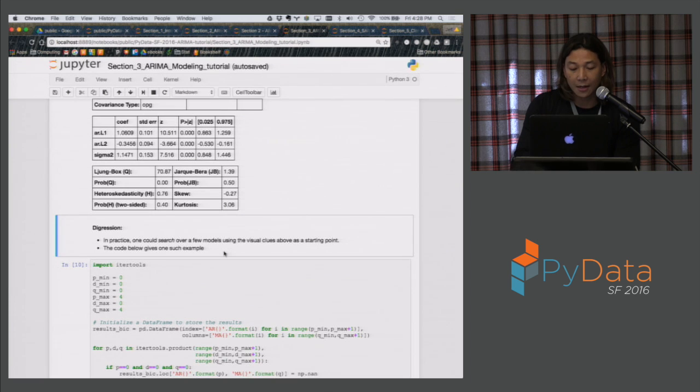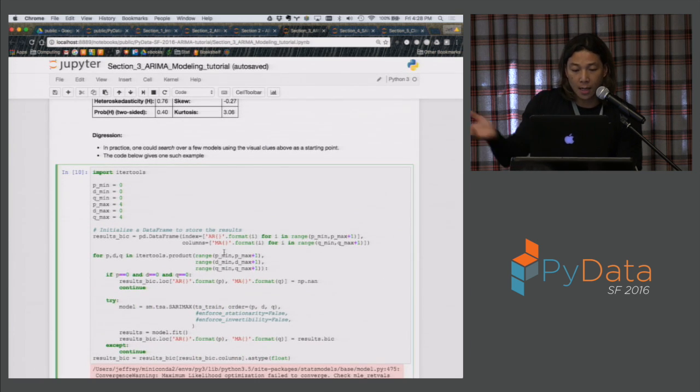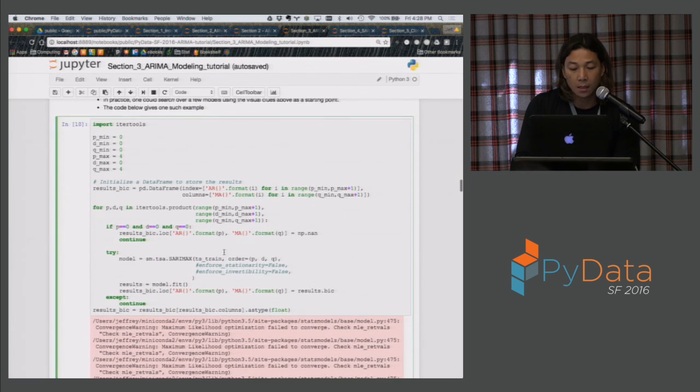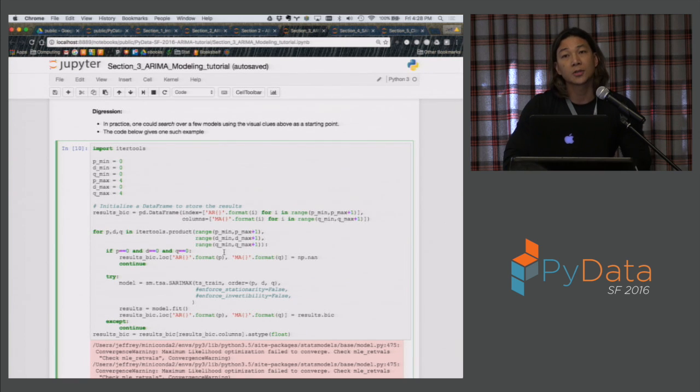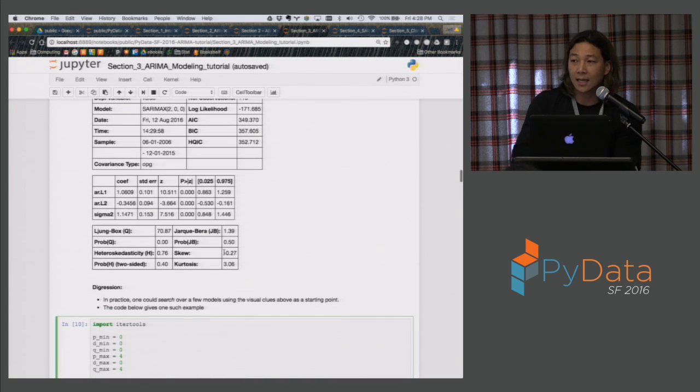A little bit of a digression. My colleague here also wrote down some functions for us to test a series of models simultaneously. Remember, I started with a candidate model, ARIMA 200. But maybe you want to estimate a series of models. Maybe I want to try 201. I want to try 202. I want to try 300 as well.